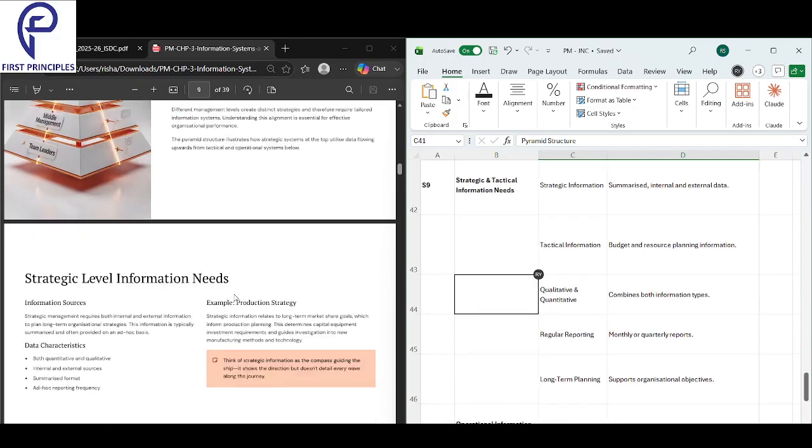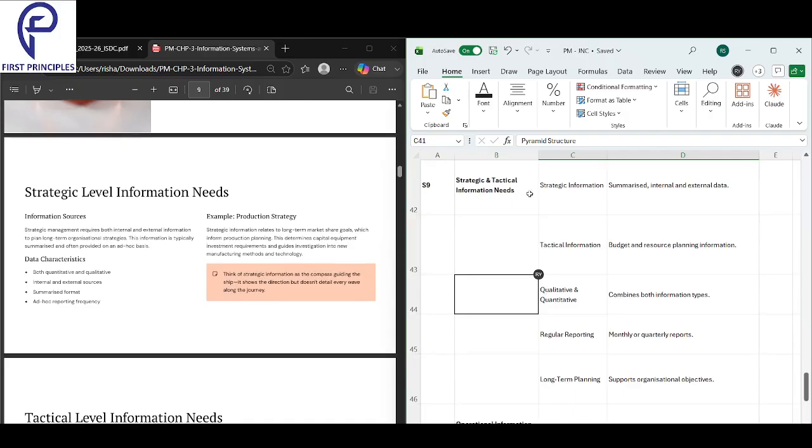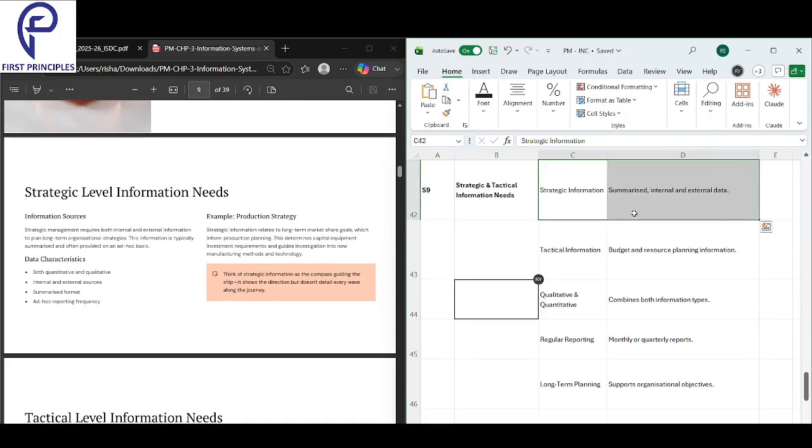Strategic, tactical, operational information needs. Strategic information has to be summarized. What has to be detailed and accurate? Operational. What has to be summarized? Strategic. They need summary. S for strategic, S for summarized. That's how you remember. M for management, M for monitoring. Operational is day to day. Because of the word day to day, the way it comes out of your mouth, you remember operational. So you have one way of remembering all of them.